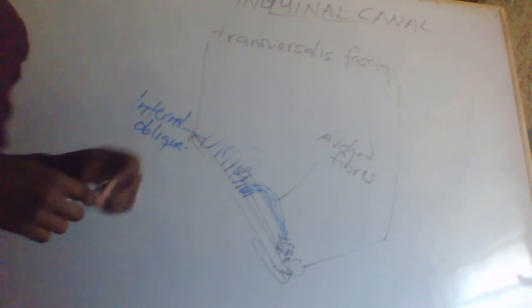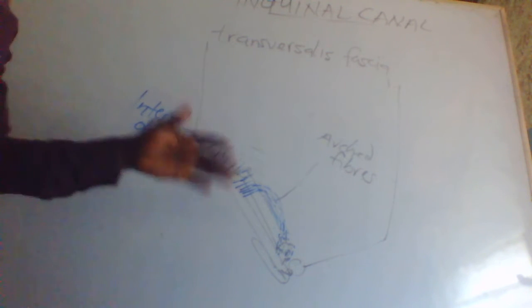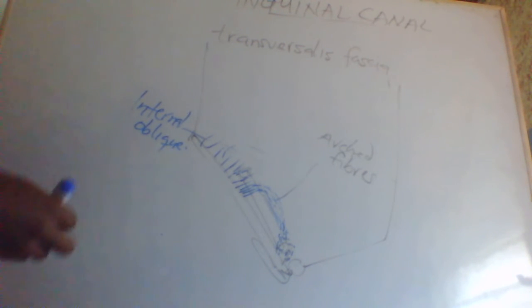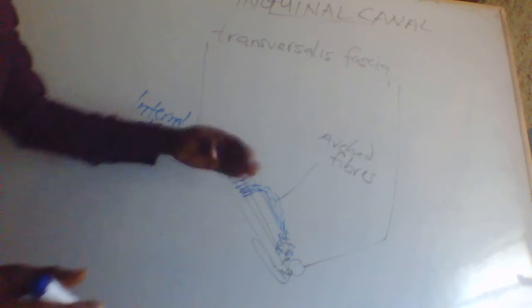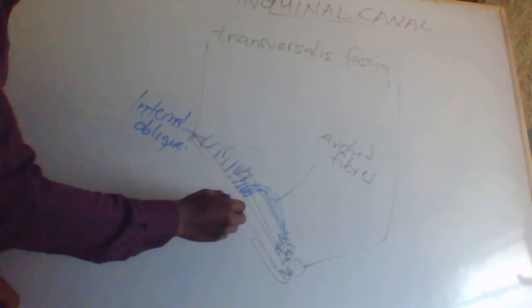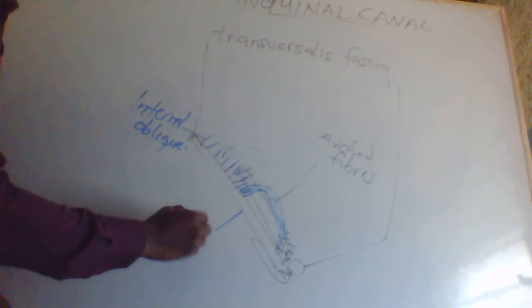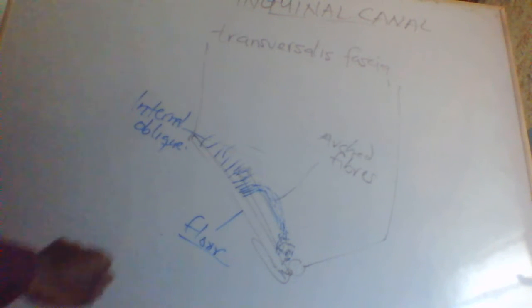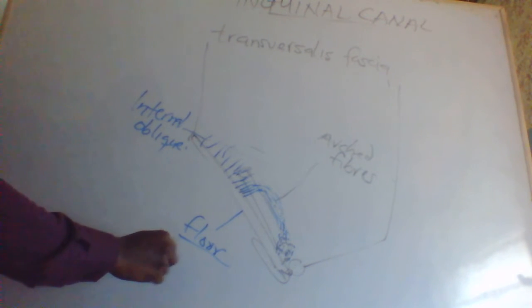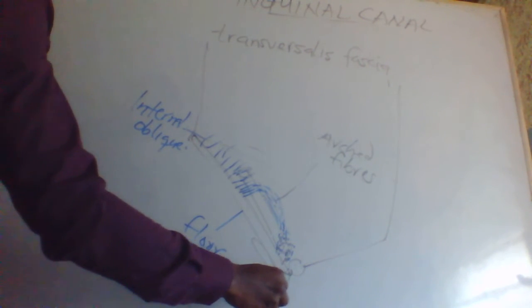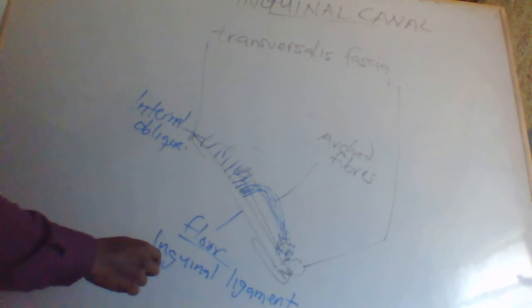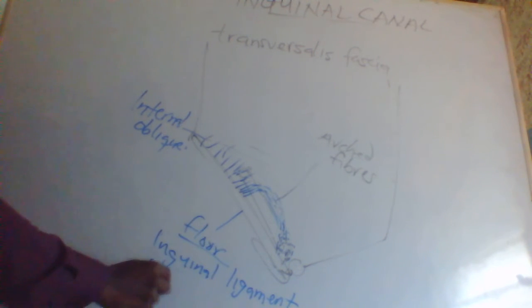So now we can talk about the boundaries. Let's first talk about the inferior boundary. The floor will be formed by the inguinal ligament and the lacunar ligament.